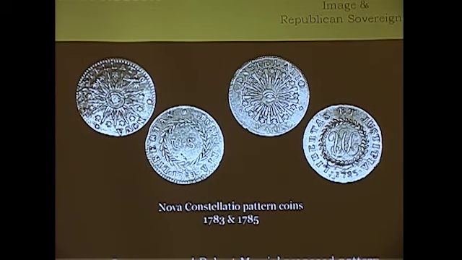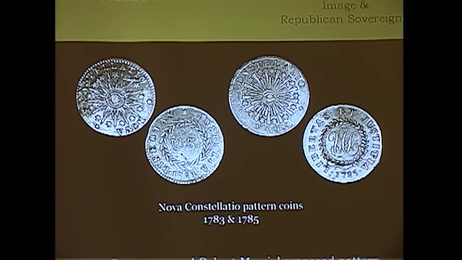The system required the creation of a unit equal to 1/1440th, so 1,440th of a Spanish dollar, or 1/1600 part of an English crown, a 5-shilling coin.